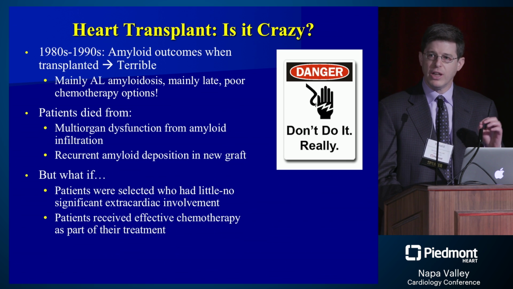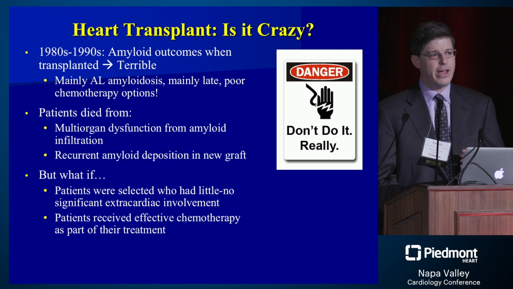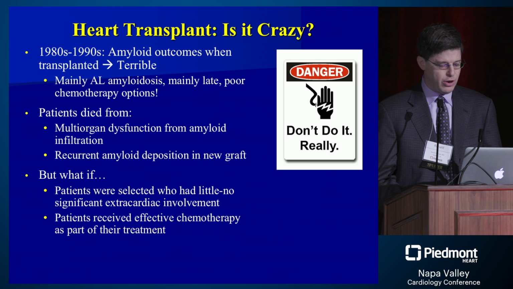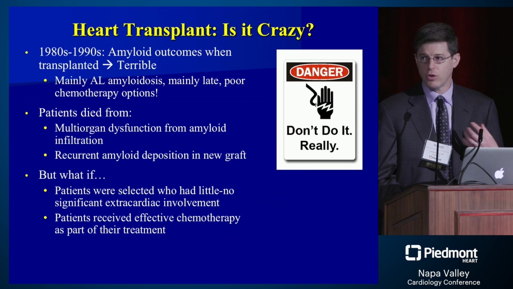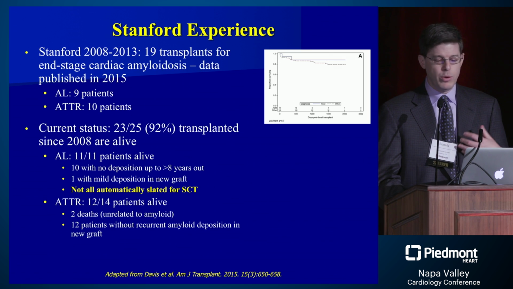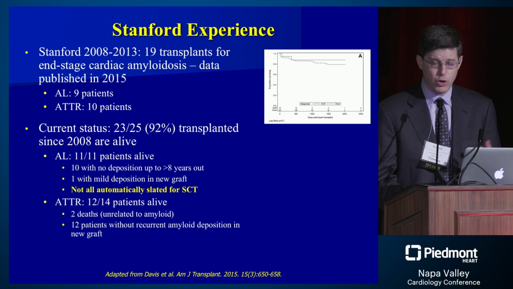But what if you selected patients very carefully who didn't have a lot of other organ involvement? For the AL patients, you treated them with effective chemotherapy. Could you do it? A couple of centers, starting with Mayo Clinic and then a couple others, including our own, started doing this. And so we published our early experience a couple of years ago. This was from the first 5 years that we were really doing it.